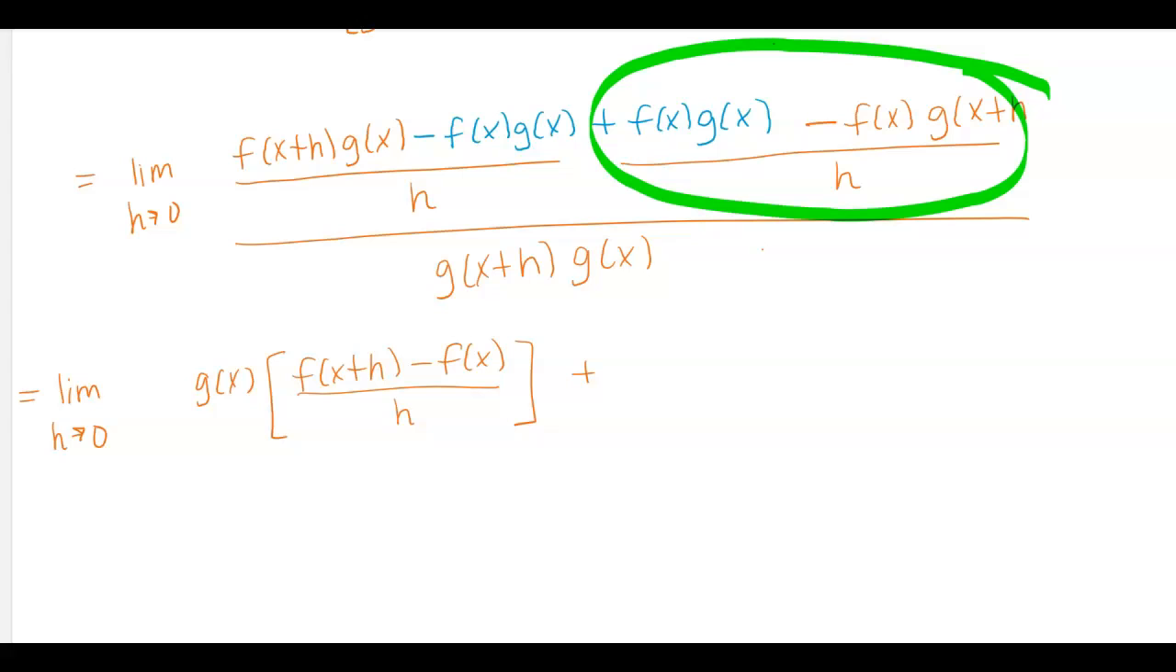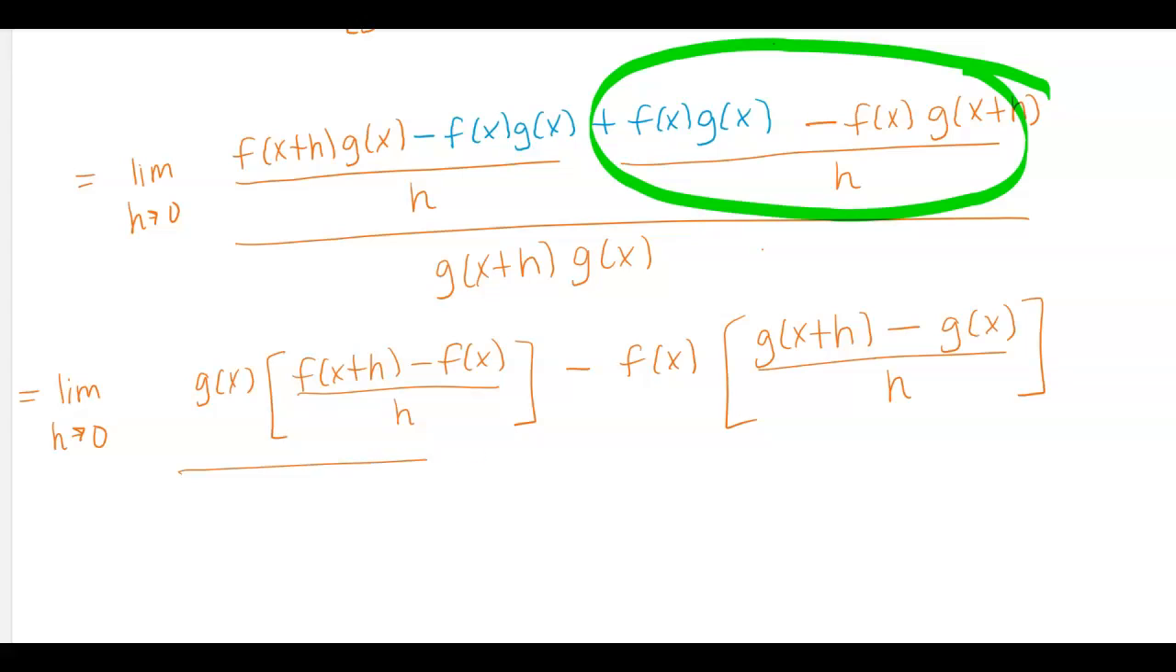But I think I want to change this to be minus because in the quotient rule, we have a minus sign, right? I'm going to change this to be a minus. Just bear with me for a second. I'm going to write g of x plus h minus g of x over h. I'll show you in just a second what I did. And then this whole thing is over the denominator. That denominator is just kind of hanging out there.